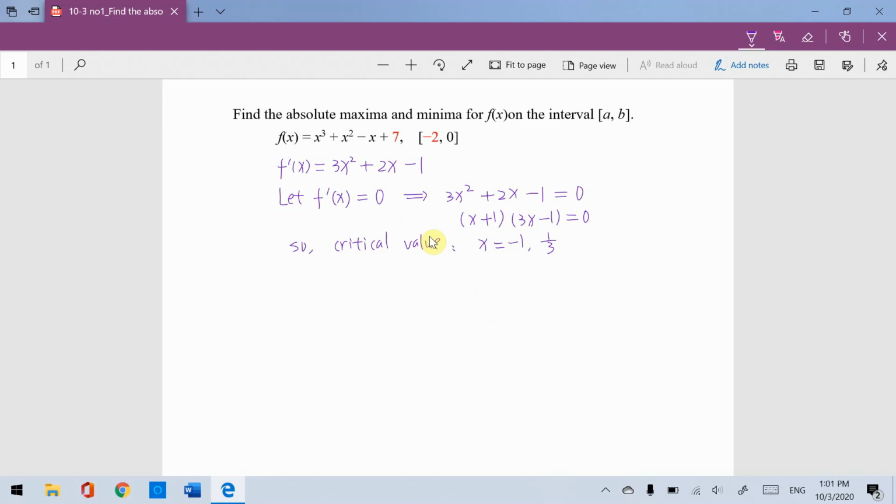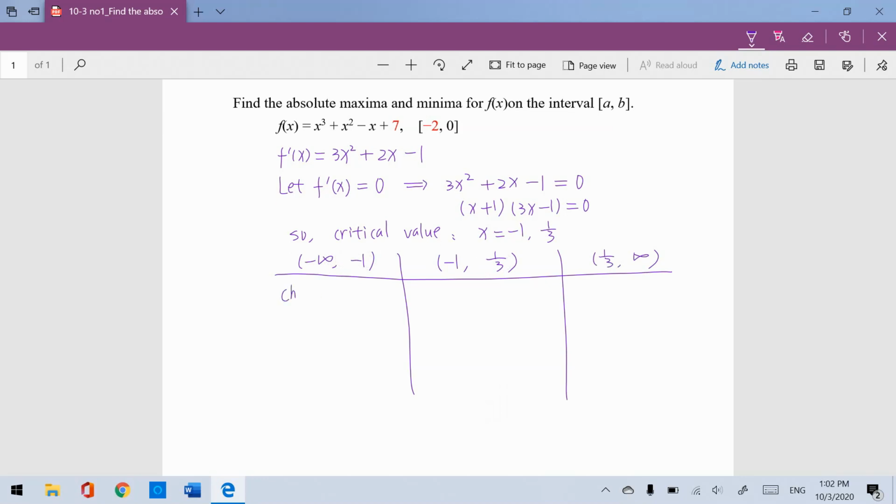Now, because these two values separate the x-axis into 3 intervals: negative infinity to negative 1, negative 1 to 1/3, and 1/3 to infinity. In each interval, we choose a sample, an easy number. In this interval, we choose x equals negative 2. Now let's find the derivative when x is negative 2.